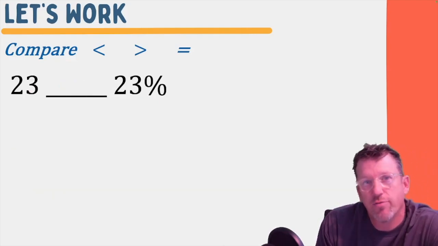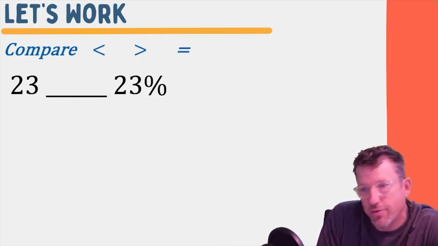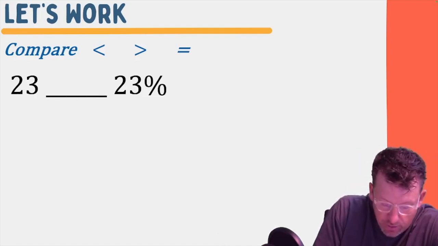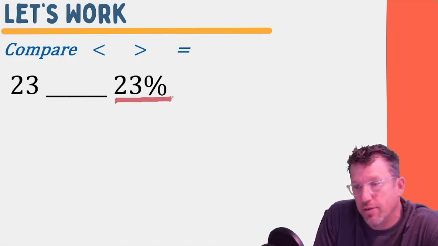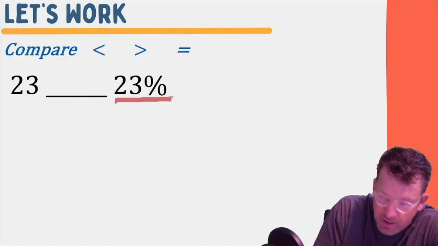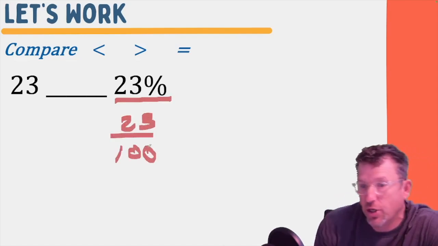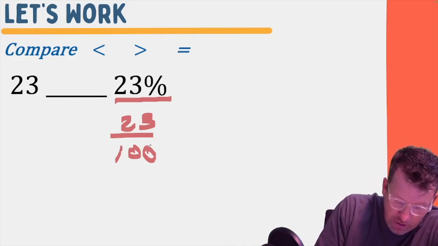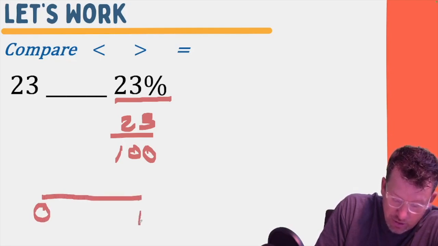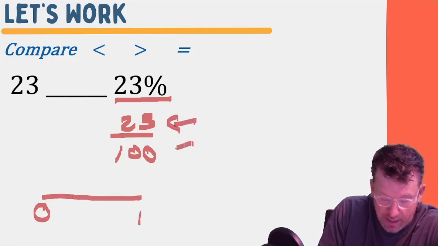Nice, these 23s again. We have 23% and we have 23. An understanding of percents will tell you that anytime you see a percent, it is simply 23 out of 100. So we're turning it into a regular fraction. And anytime you have a regular fraction, here is 0 on a number line and here is 1. A regular fraction means the numerator is smaller than the denominator.